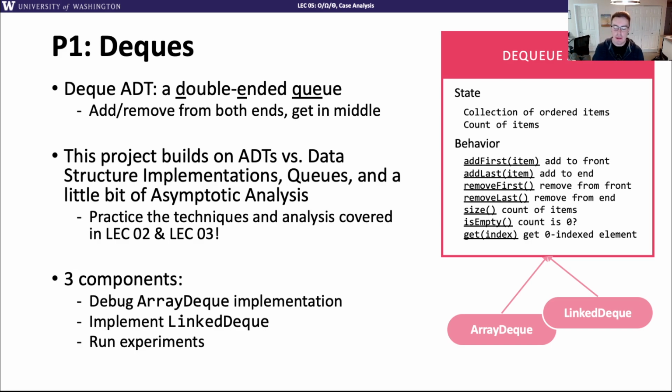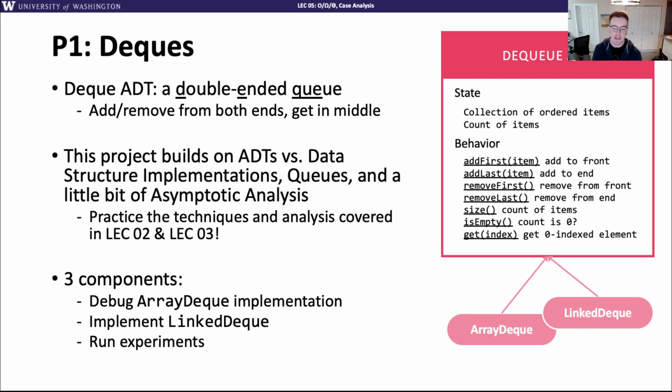Which is, if you go into industry, that's actually a pretty common task where you have to go fix someone else's code that's buggy. And then the second task is implementing a linked deck from scratch. So it's that linked list version of the structure. You're going to be implementing that from scratch with your partner.